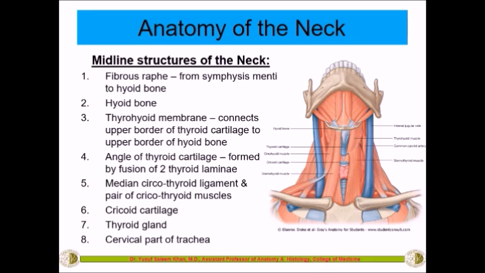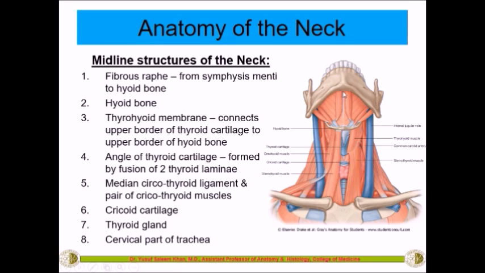Okay. So the first important boundary is the midline structures of the neck. So we should know the midline structures here, starting from the symphysis menti up to the manubrium sterni. This is the sternum, and the upper part of the manubrium. This is the manubrium sterni, the upper part of the sternum.